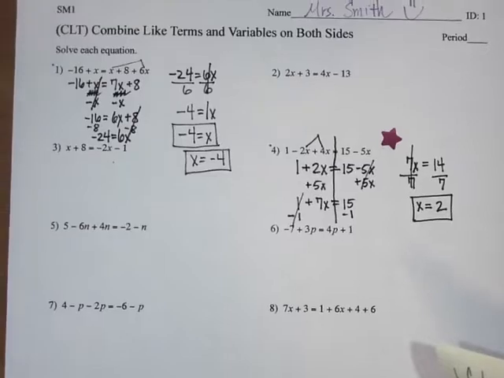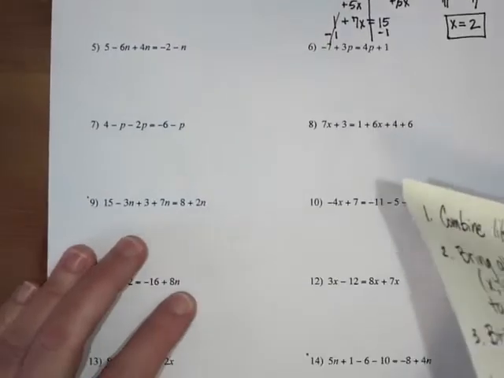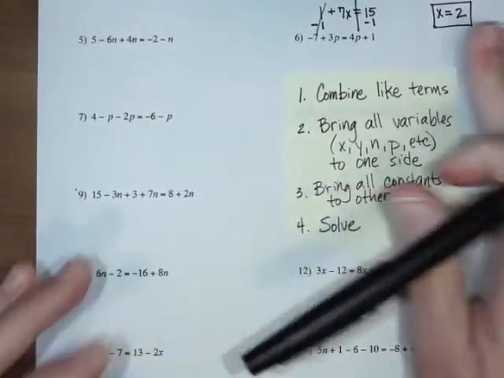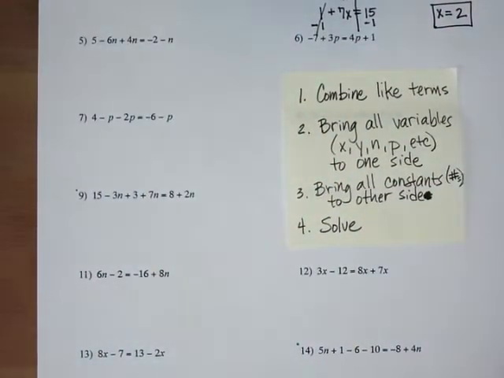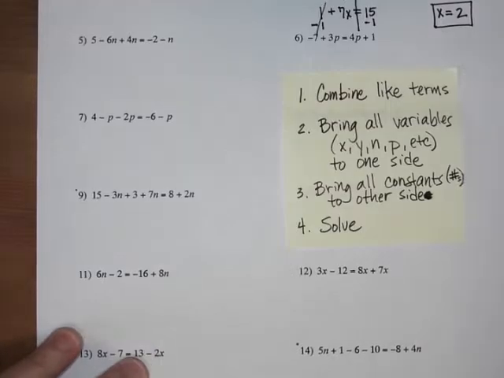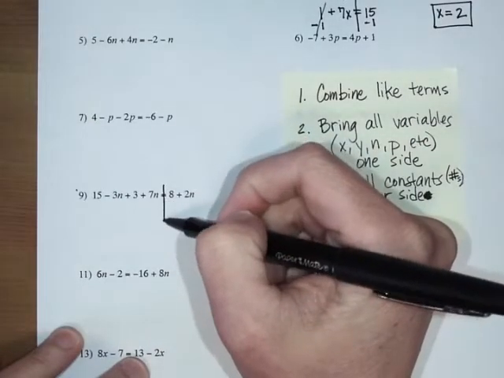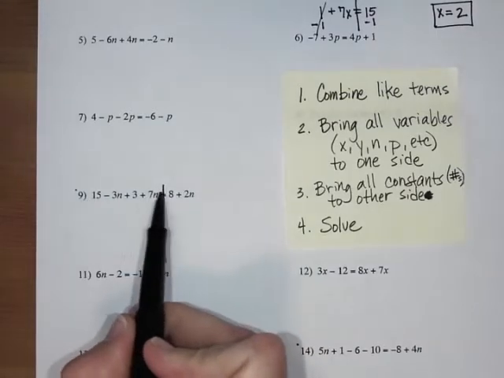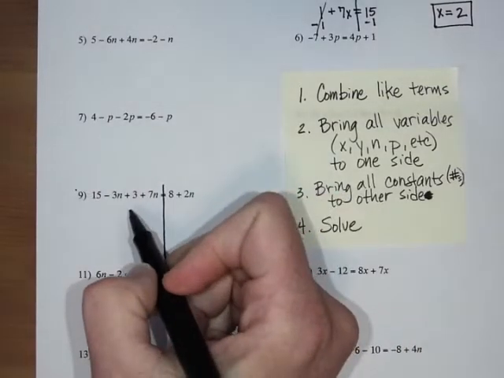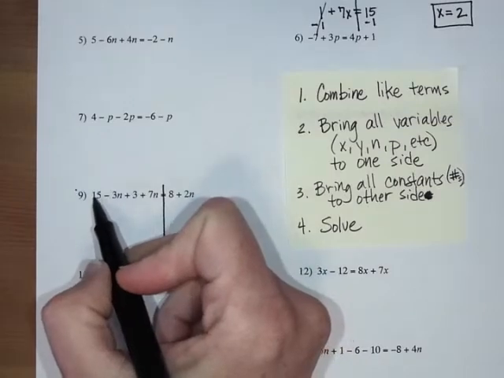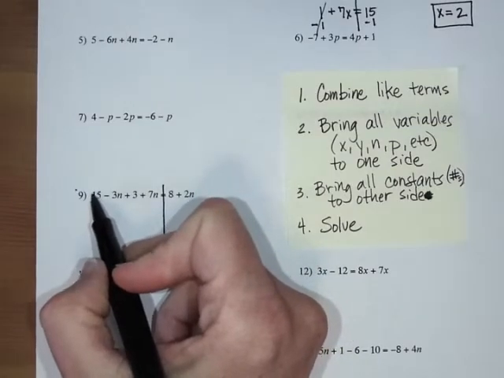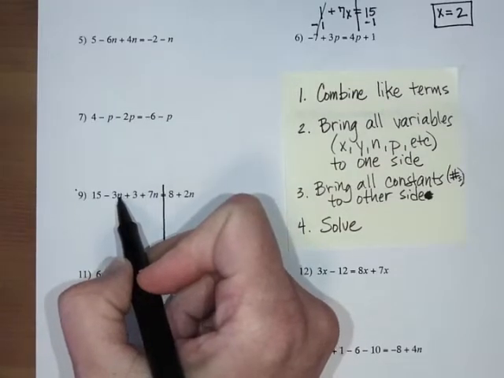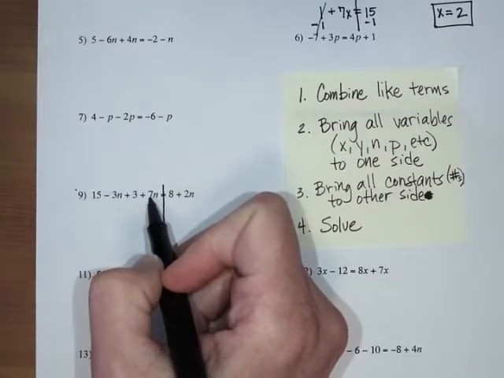Okay, let's do number 9 next. Put my little directions right there. Okay, here we go. Let's combine our like terms. So once again, I'm going to draw my little line to separate my sides of the equation. On the left-hand side here, what are my like terms? Looks like we've got, for our constants, 15 and 3. And for our variables, we have a negative 3n and a positive 7n.